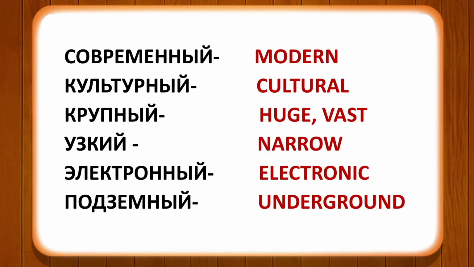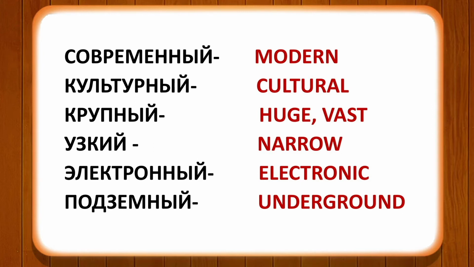Dear learners, in this text we have a lot of new adjectives related to day-to-day life. Let's know their meaning in English. For example, Savrimenni. Savrimenni means modern. Kulturni, cultural. Krupni, huge, or you can say vast. Uzki. Uzki means narrow. Uzkaya ulitsa, you have seen in the text. Uzkiye ulitsi.